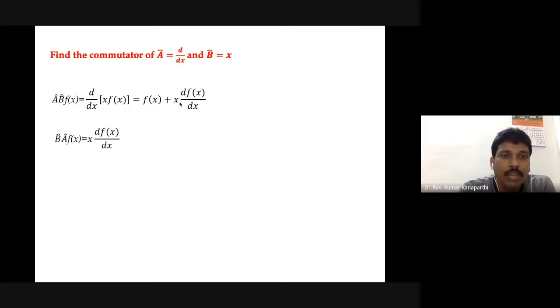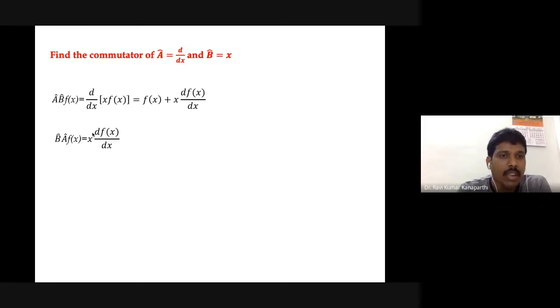Similarly, we can also evaluate what is BA f of x. The B operator is nothing but our x, it is just a position. So you can just write it like an x operator, and then the second one, A means d upon dx, and on the right side we have f of x, so we can write it like x d f of x upon dx. AB f of x is equal to f of x plus x d f of x upon dx, whereas BA f of x is equal to x d f of x upon dx.